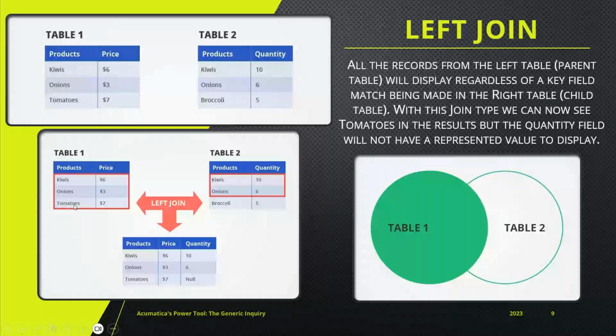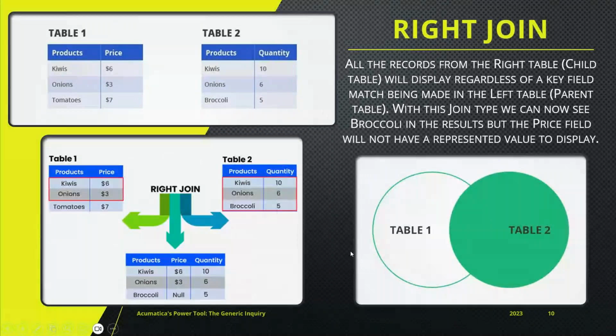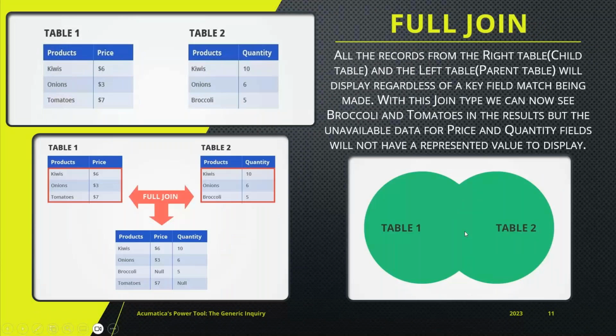So with this join type, you can actually see the broccoli and tomatoes in the results, but there's unavailable data for the price and quantity fields from the respective tables. So kiwis was found, onions, broccoli, tomatoes. So everything's being included, and it's just not showing the data where it couldn't.